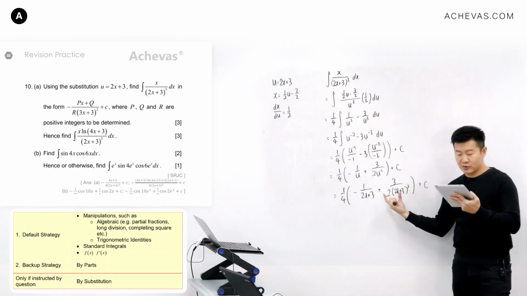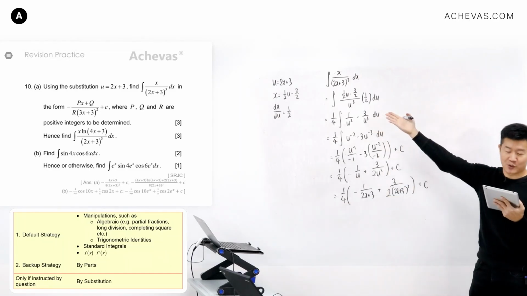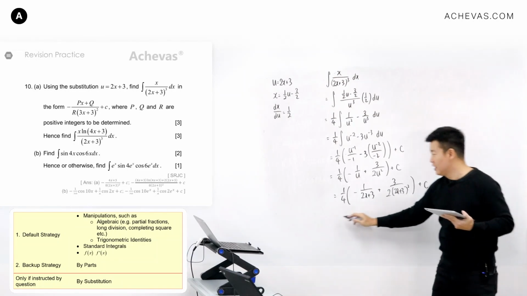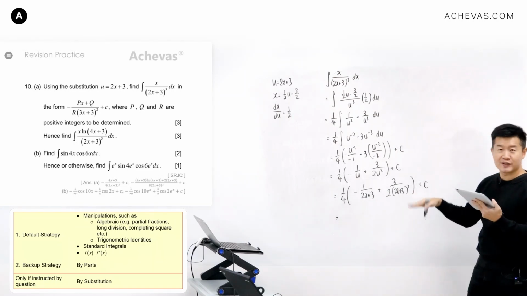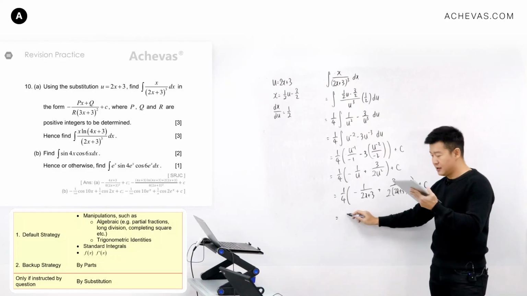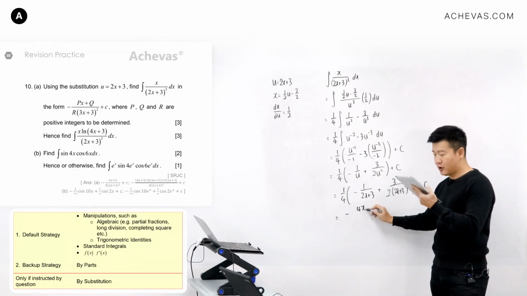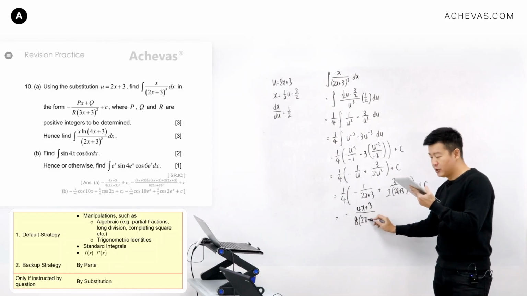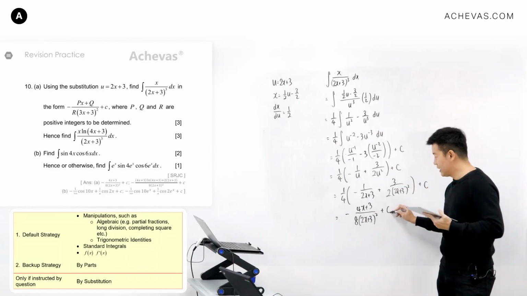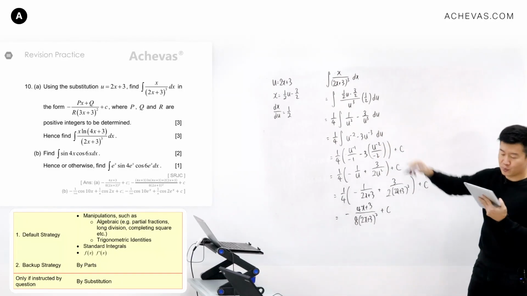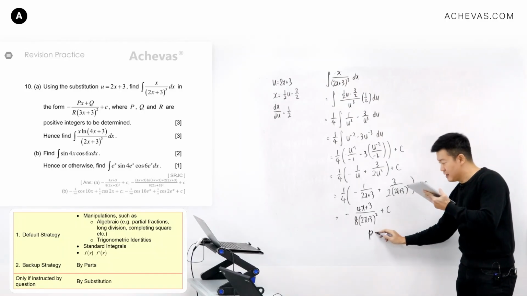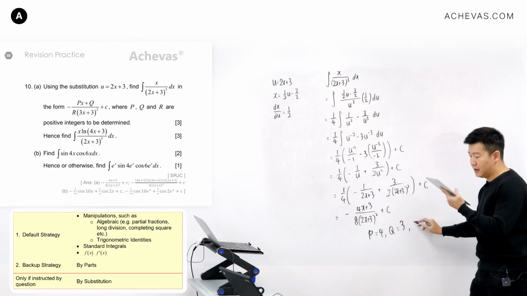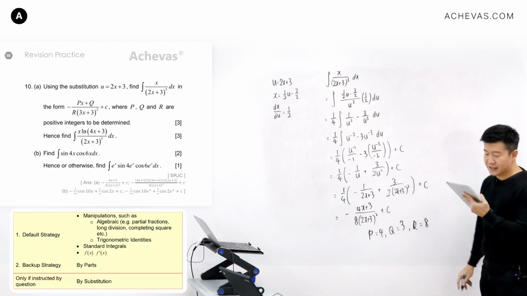I'm going to combine this together so that I can prove what the question wants me to prove. Otherwise this is already a good enough solution. If I were to combine this together, I'm going to skip the algebra. You will be getting minus (4x plus 3) divided by 8 times (2x plus 3) squared, plus c. Comparing this to what I'm supposed to prove, we can see that p is equal to 4, q is equal to 3, and r is equal to 8.